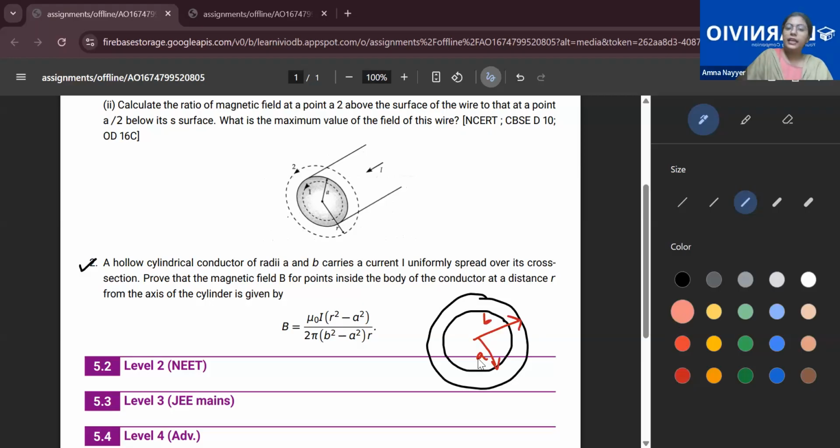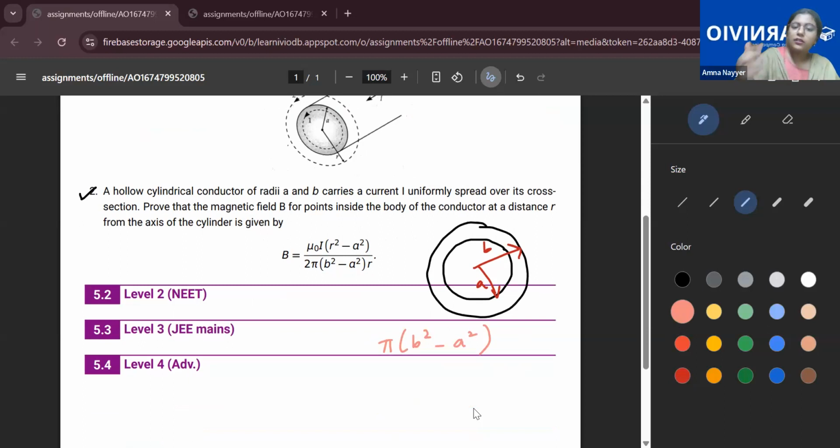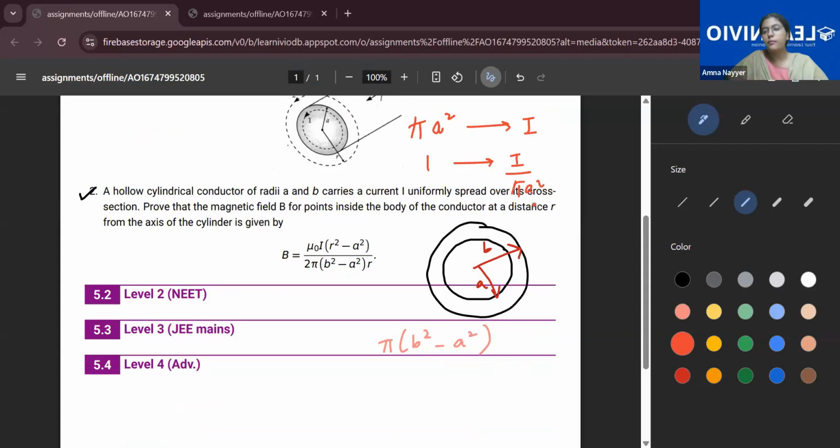So see, when you take the area, this becomes pi r square, so that becomes B square minus A square. This is how you get the area for it. Like in the previous question, pi A square was giving you I, so you got it for unit area as I by pi A square, and then you got it for r square, correct? So here also this will be r for r square minus a square.